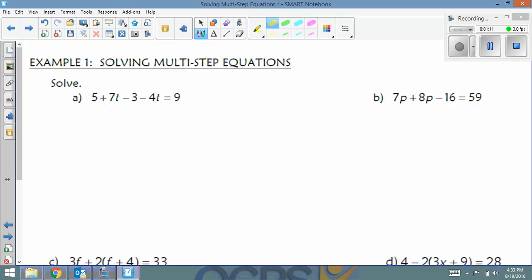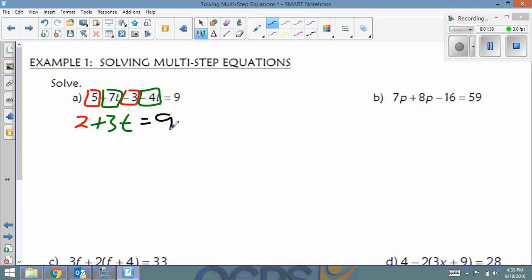Alright, so we can't distribute because we have no parentheses, but we can combine like terms. So 5 and negative 3 are like terms. So we do what it says, 5 minus 3, which is 2. Then over here, it's 7t minus 4t. Those are like terms as well, because remember, to be a like term, it's the same letter. That's all they have to have. So 7t minus 4t is positive 3t. We're going to bring down the equals 9.